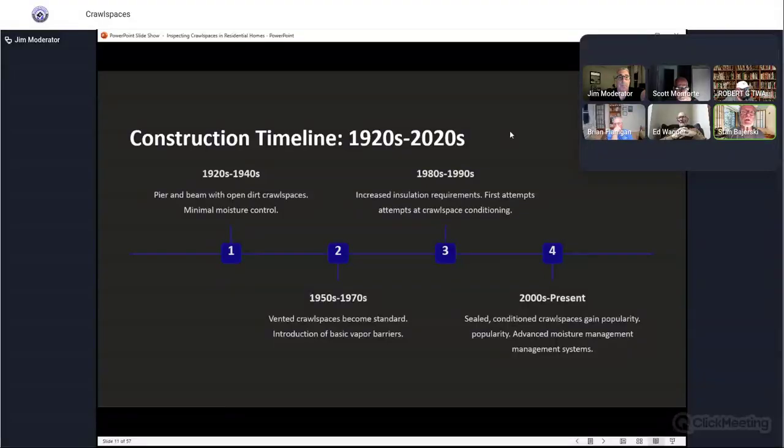So 1950s to the 70s, vented crawl spaces became standard. Introduction of basic vapor barriers. And then 1980s to 1990s, increased insulation requirements. First attempts at crawl space conditioning. And then from 2000 on, sealed conditioned spaces gained popularity. Advanced moisture management systems.